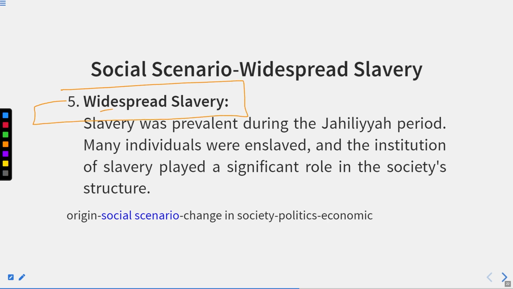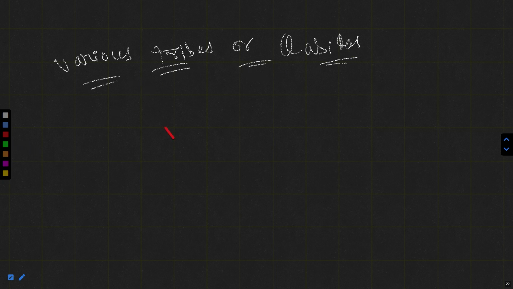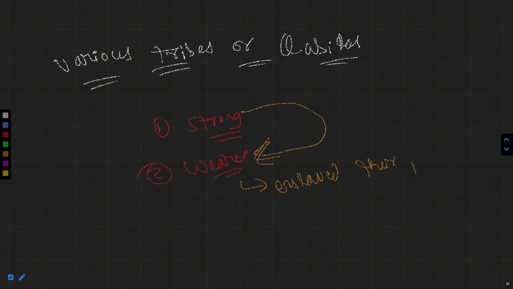Thereafter, what we have? We have widespread slavery. Slavery was prevalent during the Jahiliya period. Many individuals were enslaved, and the institution of slavery played a significant role in the society's structure. What happened during this time? Because remember, in the previous lecture I had told you there were various tribes or kabilas. Some of them were strong, some of them were weaker. So generally, the strong ones dominated the weaker ones, and mainly they enslaved their people.